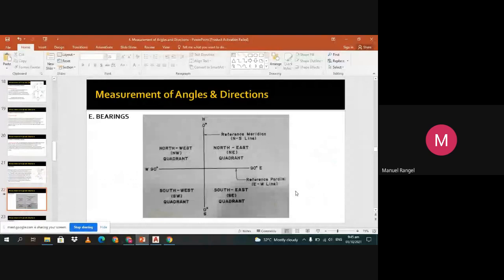So make sure you familiarize yourselves with the quadrants, no? So we have 4 quadrants. From the northeast quadrant or the first quadrant, we have 0 to 90 degrees. Then the second, southeast quadrant, so 90 to 180, or 0 to 90 again. The bearing should always be less than 90 degrees. You won't see north 100 degrees east, there is no such thing. So the bearing is always less than 90 degrees.